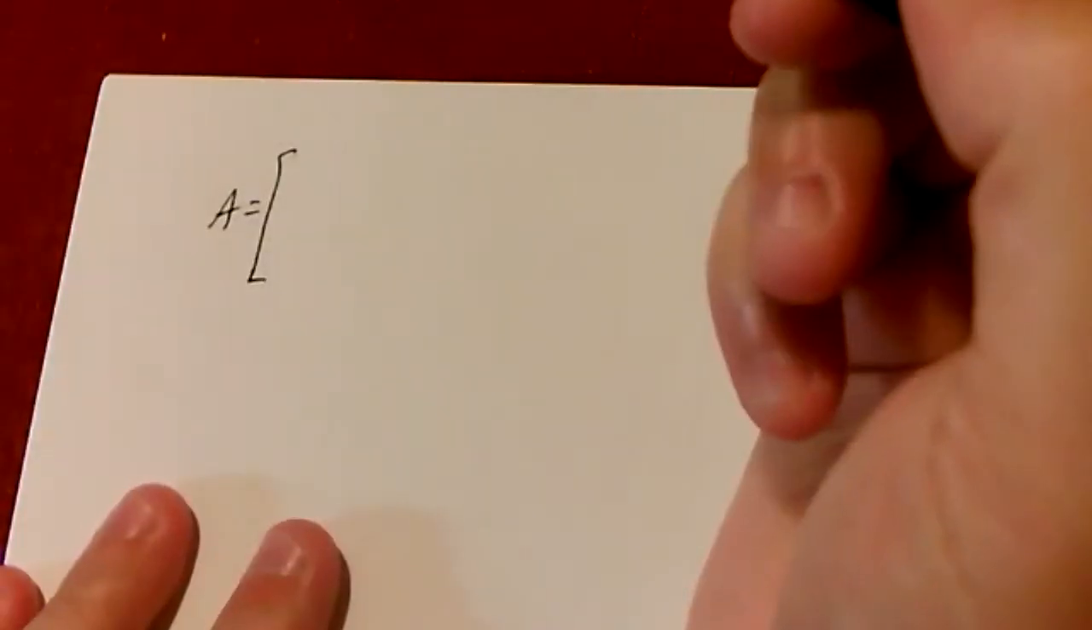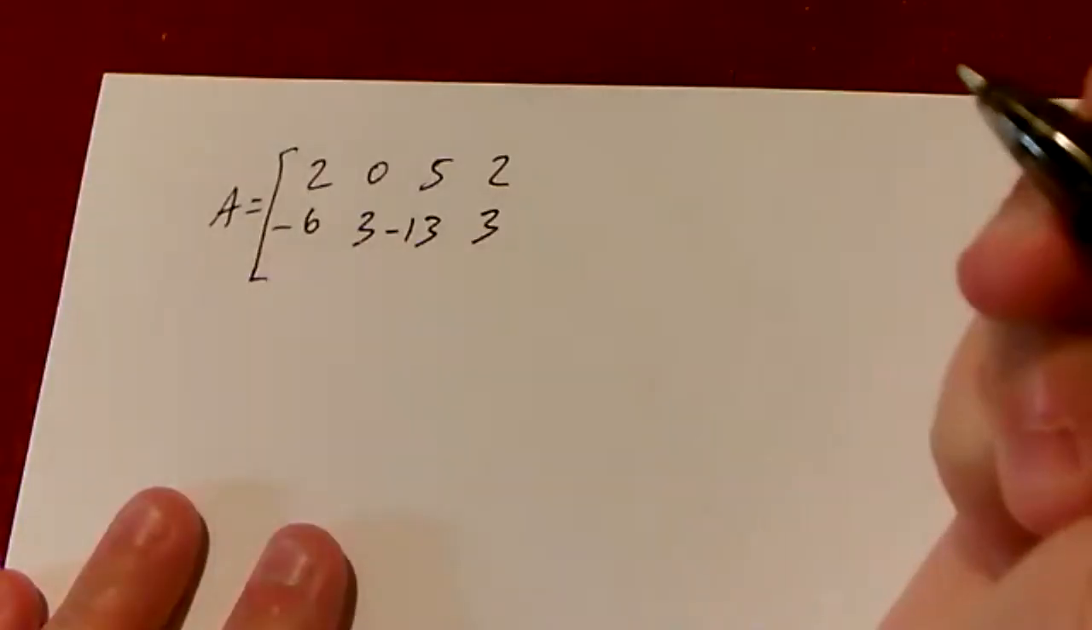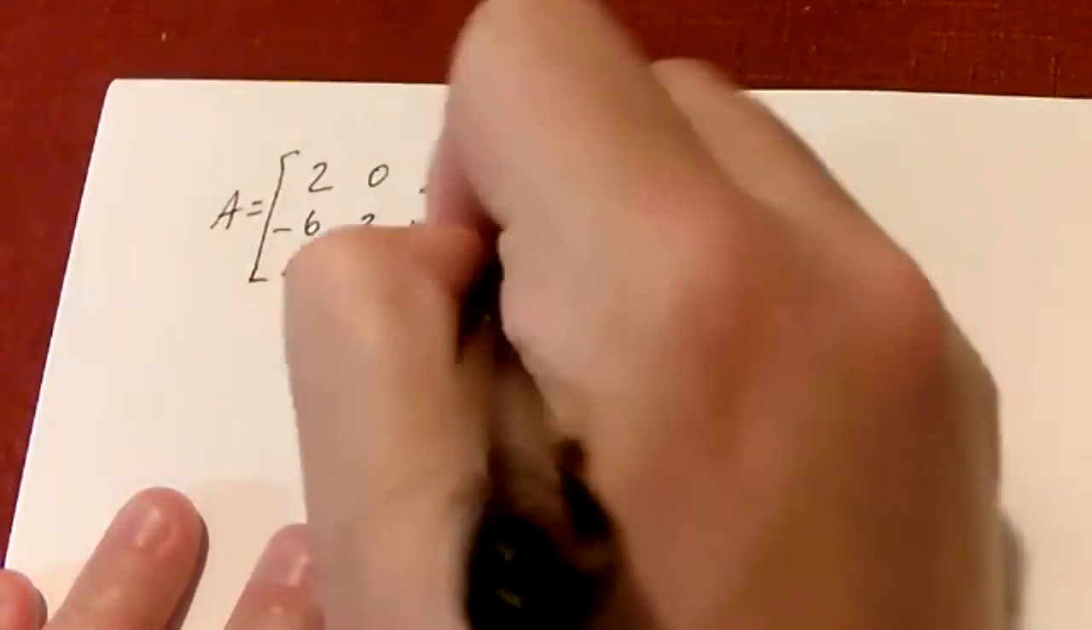New page here for a not square matrix. So A now is not square, we said. It's going to be a 3 by 4 matrix. So I've got 2, 0, 5, 2 on the top row. Second row is going to be -6, 3, -13, and 3. And then my third row is going to be 4, 9, 16, and 17.